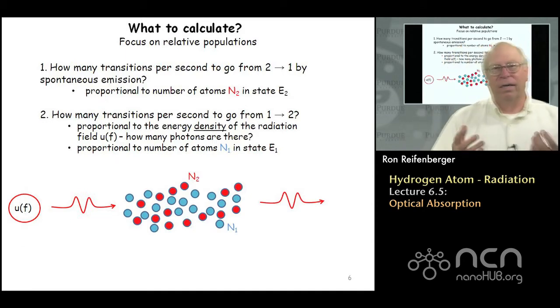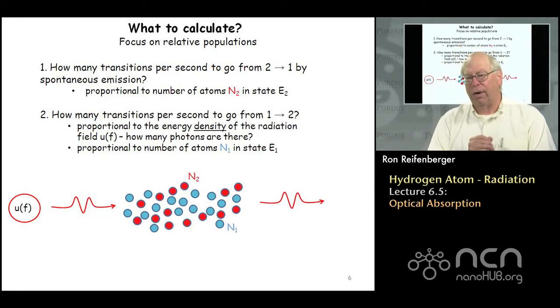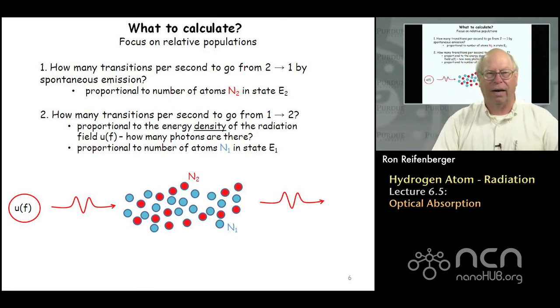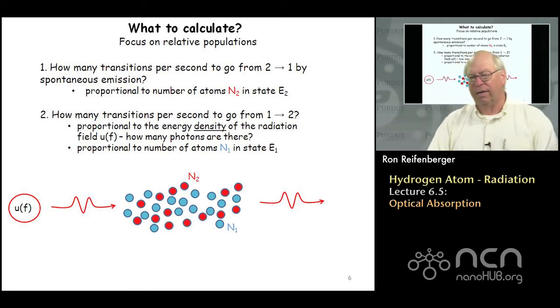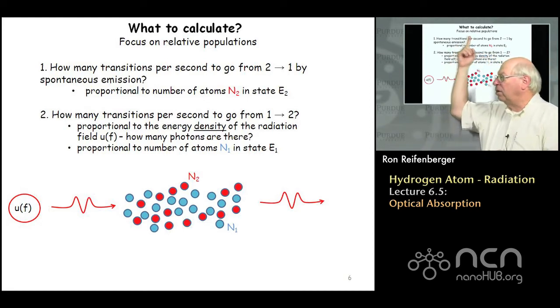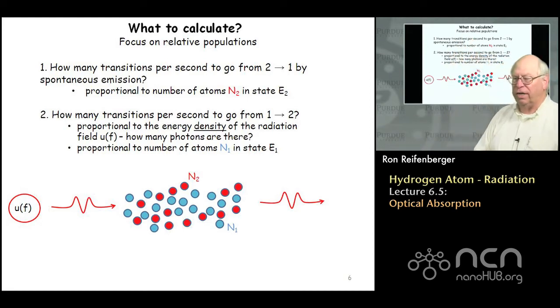So with a simple understanding of these three processes, it's a fair question about what you want to calculate now. What do you want to understand? And the focus quickly goes to relative populations. In other words, you have a collection of gas atoms, some number of gas atoms, N2 are in the upper energy level state, another collection of the atoms totaling N1 are in the lower energy state.